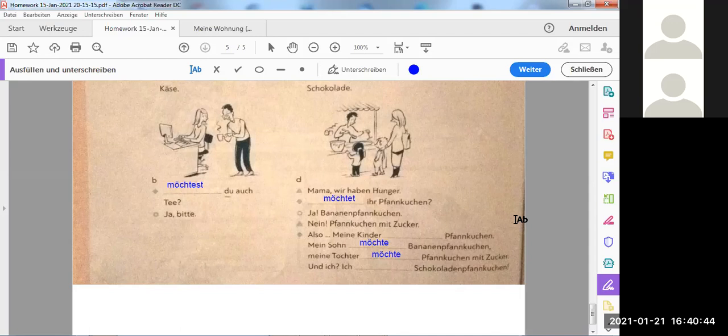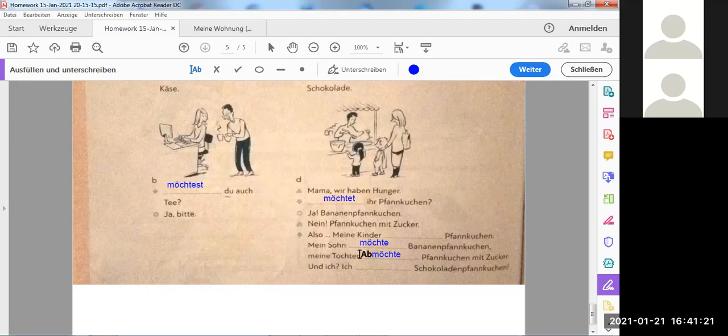What form of möchten? Are you going to put möchtet, möchtest, or möchte? What are you going to put here? Meine Kinder, somebody to come on? Möchten. Sorry? Möchten. Very good. Why möchten? Because it's plural. Wunderbar, plural. Meine Kinder, my children. They are good. Mein Sohn, now then she splits. This is also part of testing us. She splits them.